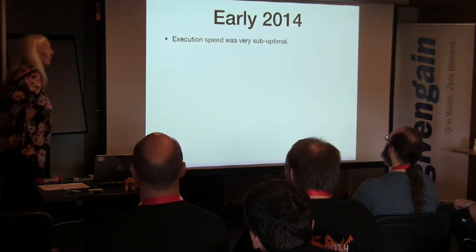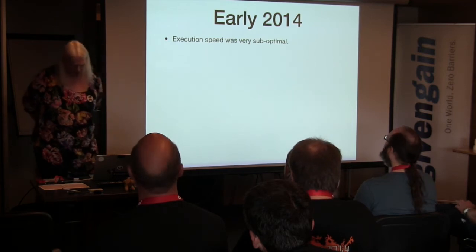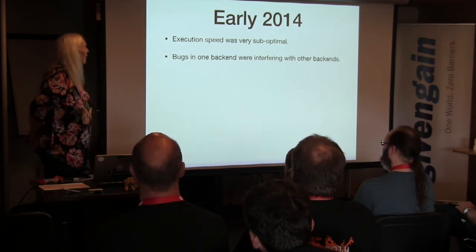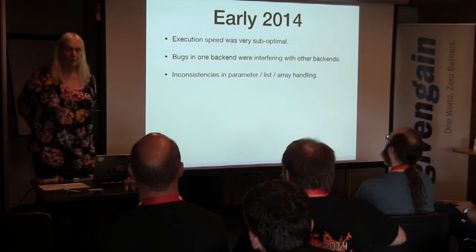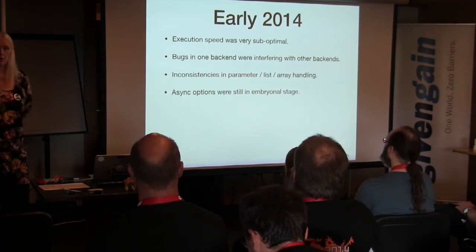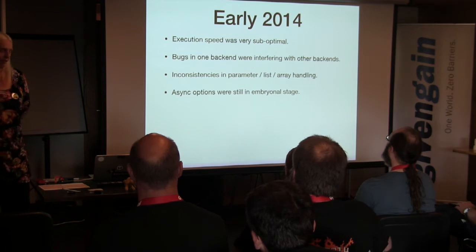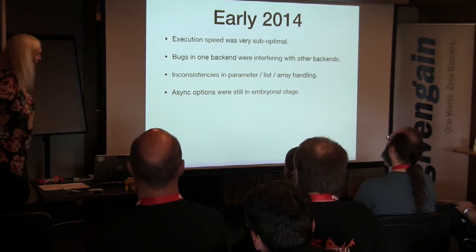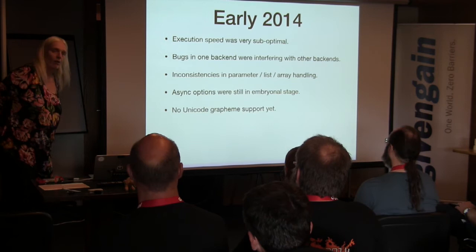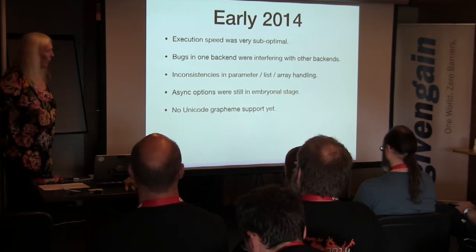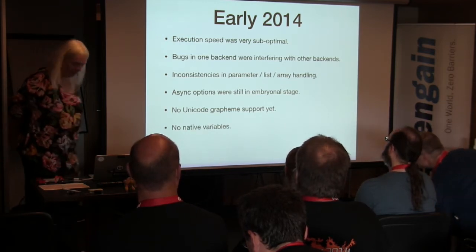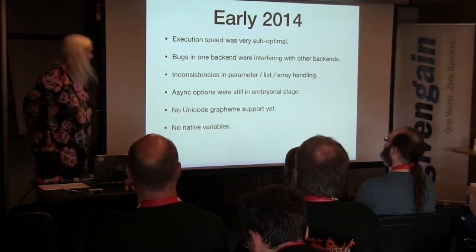The execution speed was even more suboptimal than it is now. We had actually bugs in one backend interfering with other backends. And we had severe inconsistencies in parameter and list and array handling that we needed to fix. We had async ops that were doing their stuff, but just not necessarily in any good way. We had no Unicode grapheme support yet, which I think is one of the most important things that we have now. It's basically the best Unicode support in the world. And I'm not the only one saying that. And we didn't have any native variables yet. So it was really a new era.